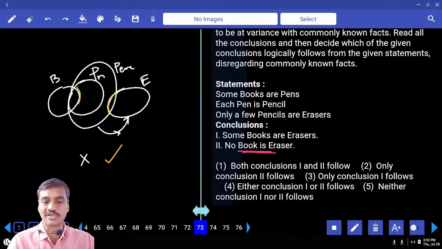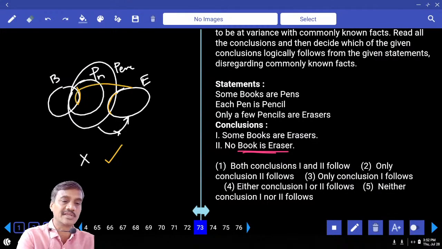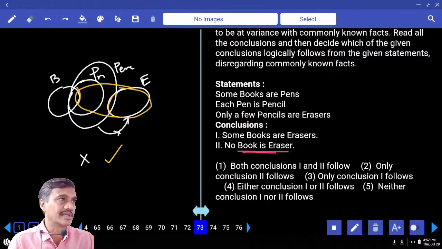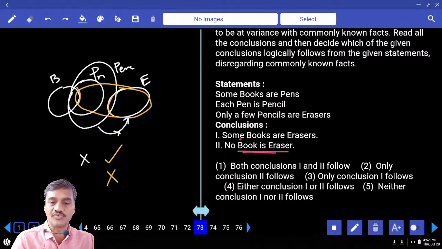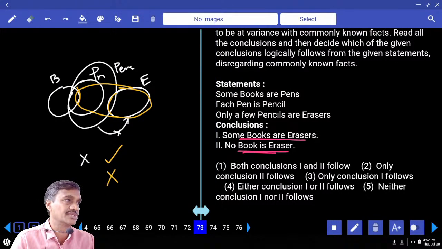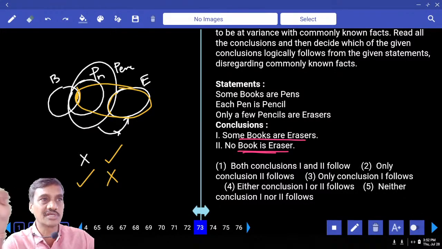ఫాల్స్ చేయడానికి ట్రై చేయాలి బికాజ్ నెగిటివ్ కన్క్లూజన్. ఇది ఫాల్స్ అవ్వాలంటే ఏ విధంగా డ్రా చేయొచ్చు? సమ్ బుక్స్ ఆర్ ఎరేజర్స్ చెప్పొచ్చా లేదా? ఇలా ఎరేజర్ని ఎక్స్టెండ్ చేసుకోవచ్చు కదా. ఇలా ఎక్స్టెండ్ చేస్తే ఏమైపోయింది? సమ్ బుక్స్ ఆర్ ఎరేజర్స్ ట్రూ అయింది కాబట్టి నో బుక్ ఈజ్ ఎరేజర్ ఫాల్స్ అయింది. అండ్ ఇంతకుముందు ఫాల్స్ అయిన ఫస్ట్ కన్క్లూజన్ సమ్ బుక్స్ ఆర్ ఎరేజర్ అఫర్మేటివ్. ఇప్పుడు ఈ డయాగ్రామ్లో సమ్ బుక్స్ ఆర్ ఎరేజర్ ట్రూ అయింది. ఫస్ట్ కన్క్లూజన్ ట్రూ అయితే సెకండ్ది ఫాల్స్ అయింది.